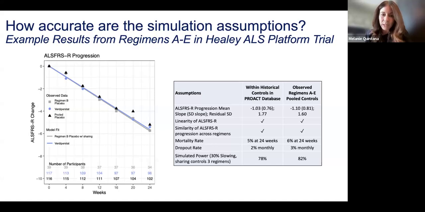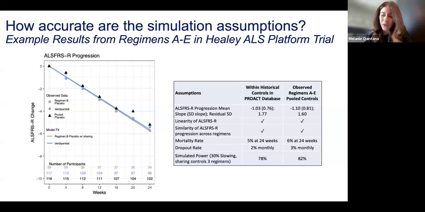We also have this question in the platform where we share controls across regimens. We use the PROACT database and work by Dr. Schoenfeld looking at different rates of progression across different clinical trials. And what we saw in the actual platform is that rates of progression were very consistent across the different regimens that were being tested. And it's important to understand this assumption so that we can borrow information across the different regimens. Similarly, mortality rates were very concordant with what we expected, and dropout rates. And when we redid our power calculations now using the observed data, we still had about the same power for the sample size we were proposing.